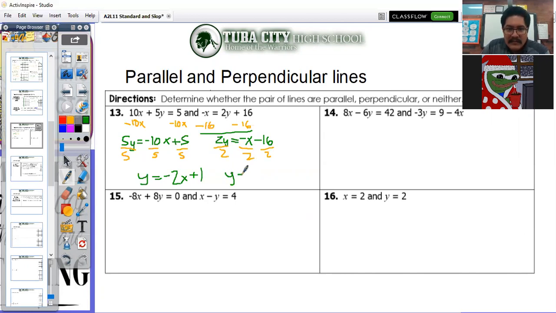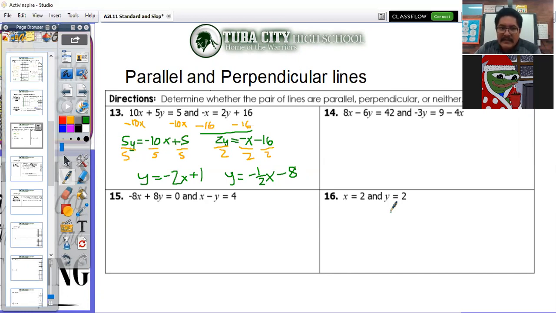y equals, so I have my second graph. This is negative 1 over 2x, and 16 divided by 2 is 8, so negative 8 is the last number. And there you go. Now I have them both in slope-intercept form.